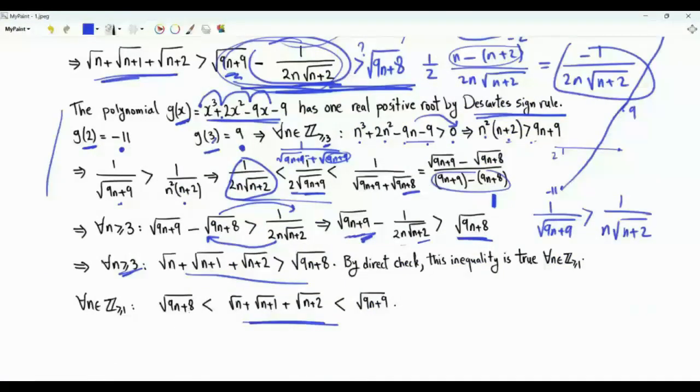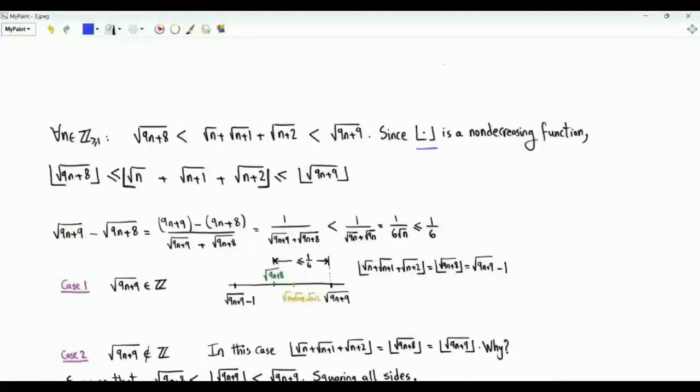The sum of the square roots is living between the square root of 9n plus 8 and the square root of 9n plus 9. The floor function is a non-decreasing function. If x is less than or equal to y, then the floor of x is less than or equal to the floor of y. We have these two inequalities from our previous work.